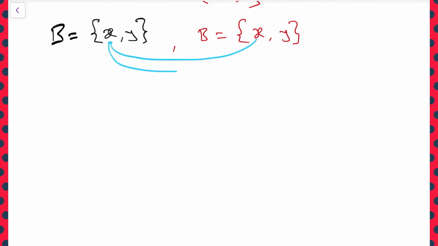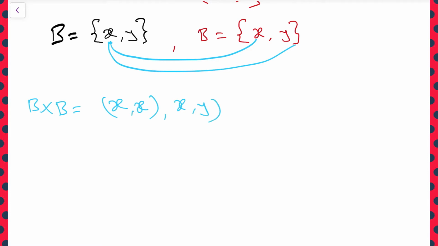Set B is given as {x, y}. Now we need to find out B cross B. So that's why I am writing one more set B again, that is {x, y} only. So B cross B we want. So (x, x), (x, y). B cross B is equal to (x, x), (x, y).